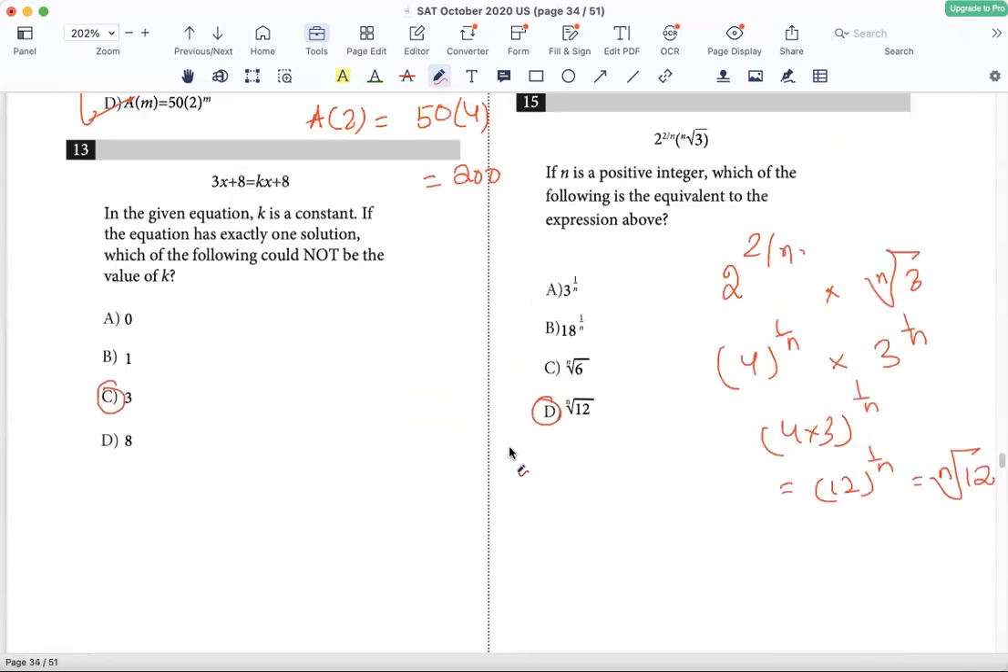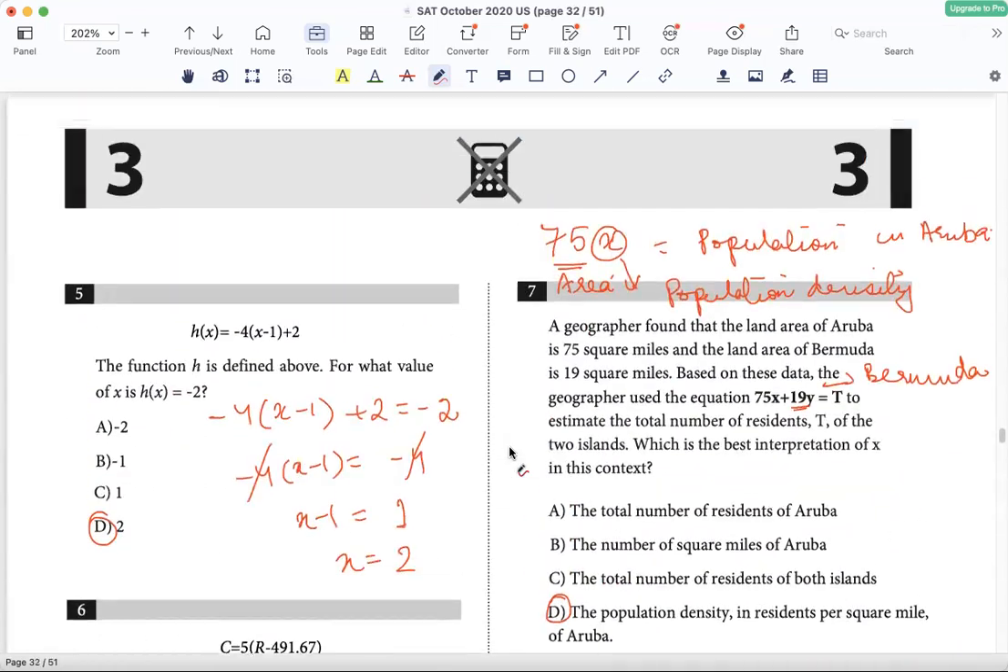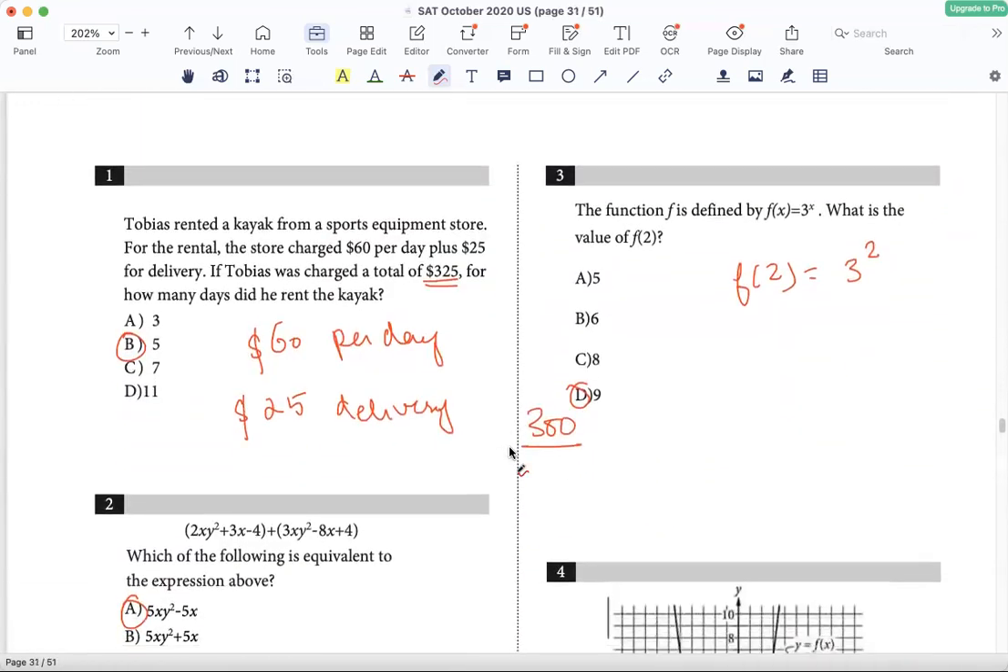Okay, let's grade this. Question 1. I need to look at the solutions for this. One second. Yeah. Math, no calculator.